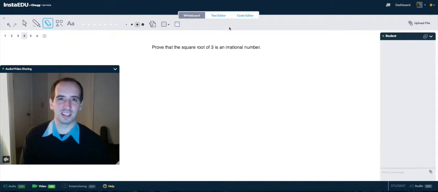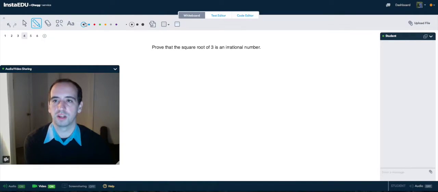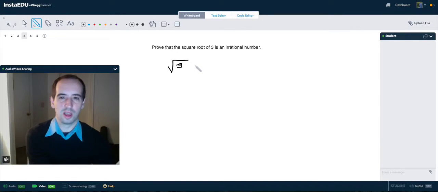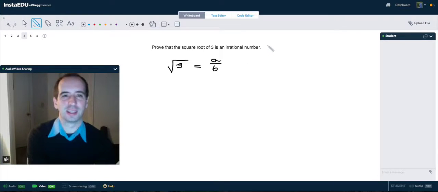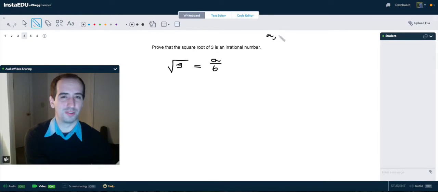So let's go ahead and pick two arbitrary numbers here. So the square root of 3, if it is rational, we can write it as a over b, where a and b, just so we know, we're going to write a little bit of notation here. A and b are elements, that's that little e there, of the set of integers, which we write as Z.